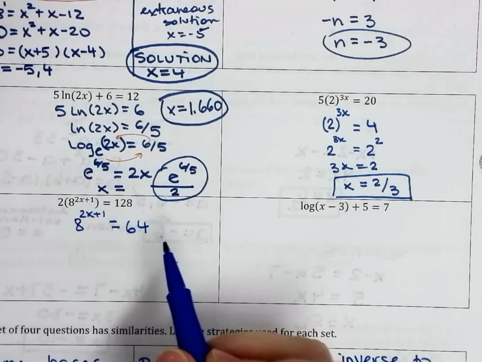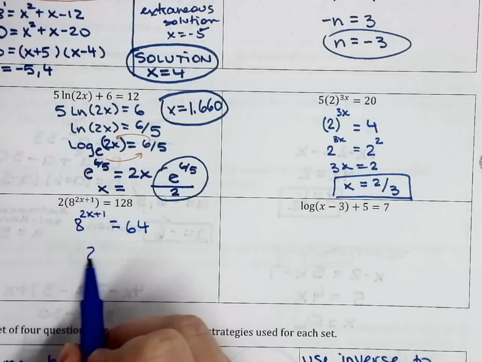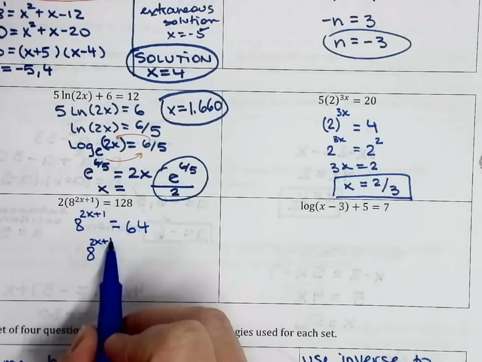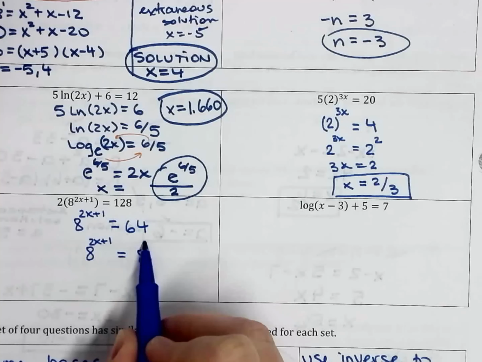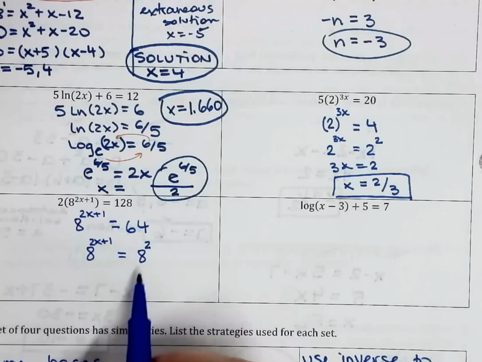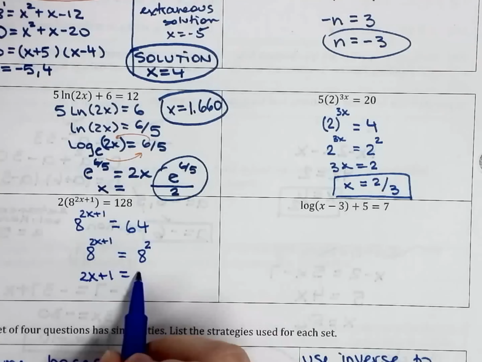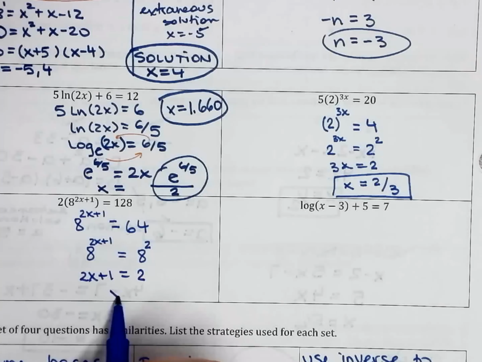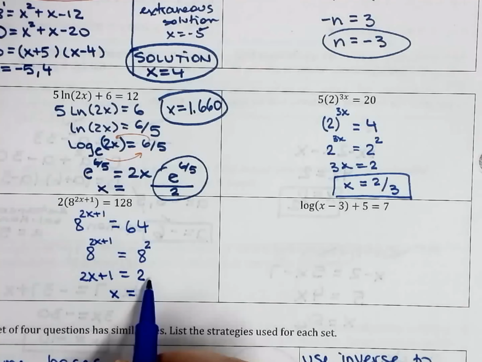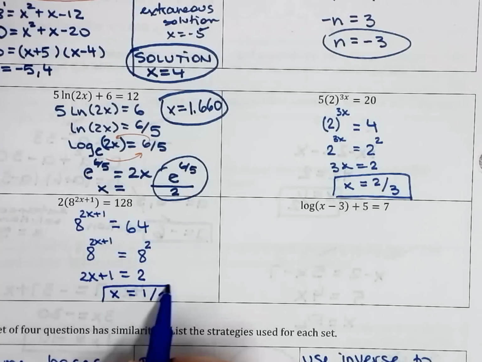And I know from the get-go 64 is just 8 squared. Easy for me to rewrite this with the same base, and the base is going to be 8. So 8 squared. The bases are the same, exponents are the same. So 2x plus 1 is 2. Minus 1 on both sides, I get 1 right here. And then divide by 2, I get 1 over 2.